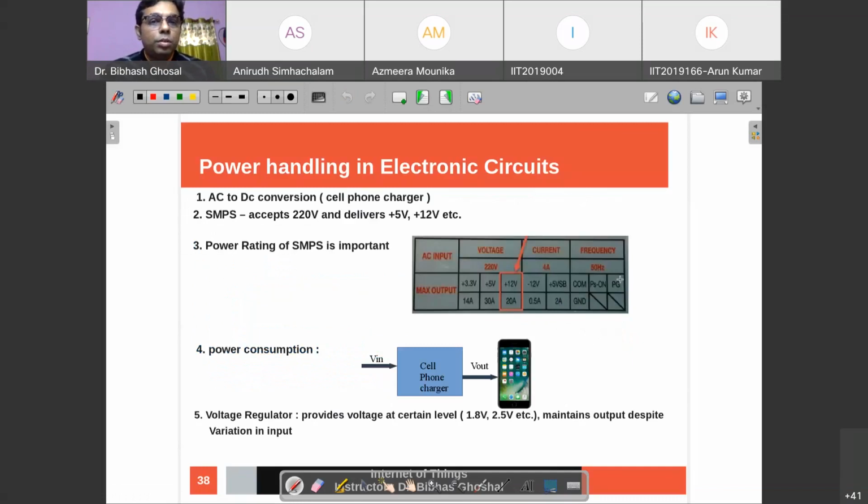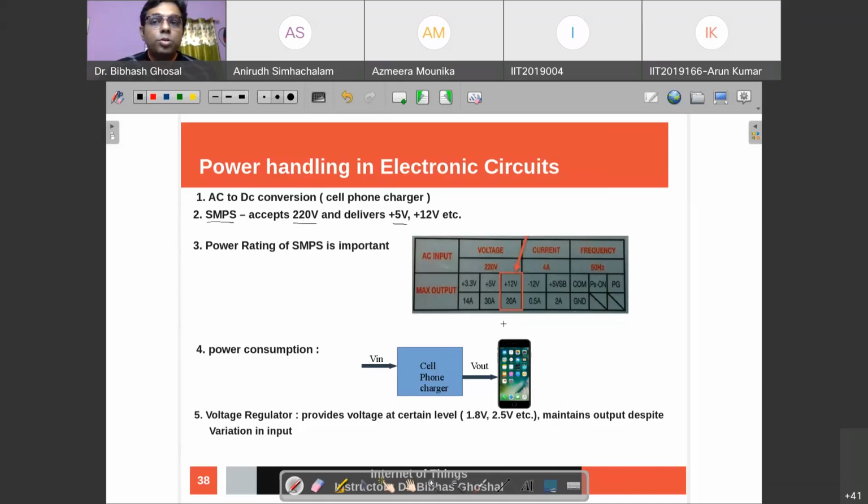Okay, so power handling is a challenge, right? Because you have to have AC to DC conversion. Now you know that electronic circuits are DC components, whereas your AC mains is AC. So you need to have an AC to DC converter. You may require an adapter. You may require some kind of SMPS, switch mode power supply, which accepts 220 volt and delivers 5 volt. So it steps down the voltage.